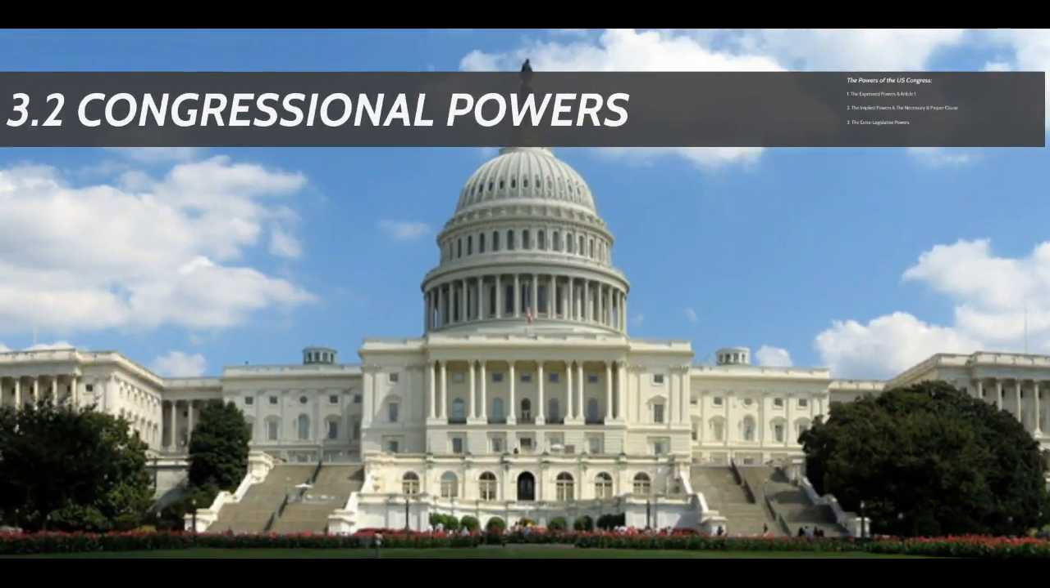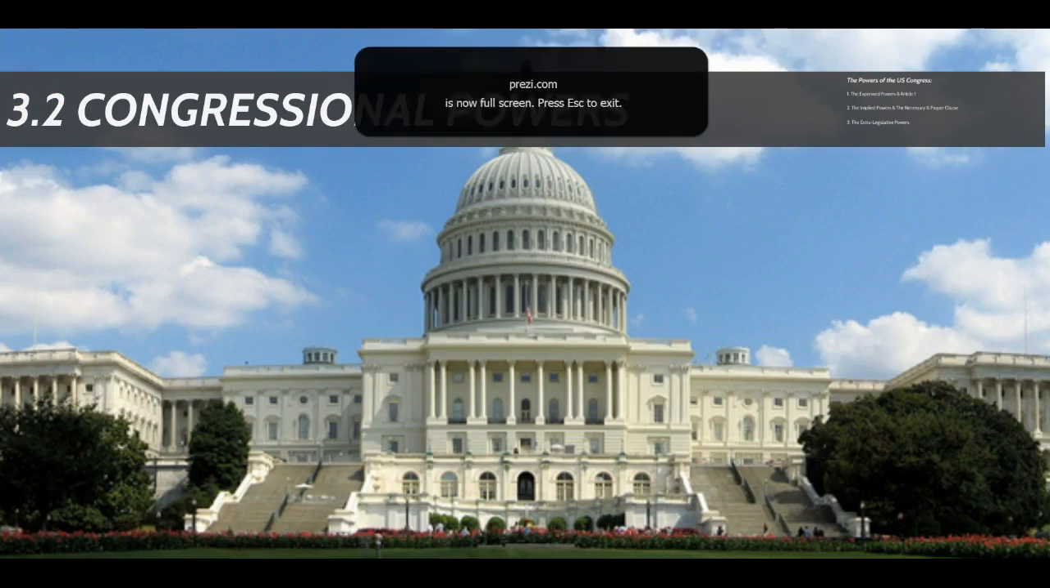That's the congressional powers. I mean, it's pretty straightforward. So I just want to kind of touch upon that, and we're going to go into the implied powers a little bit more deeply, and actually one of the express powers, which is the Commerce Clause.